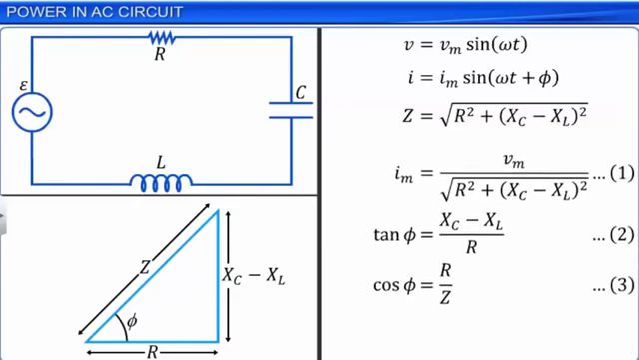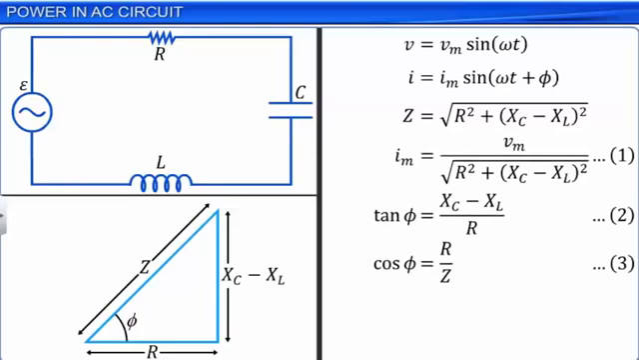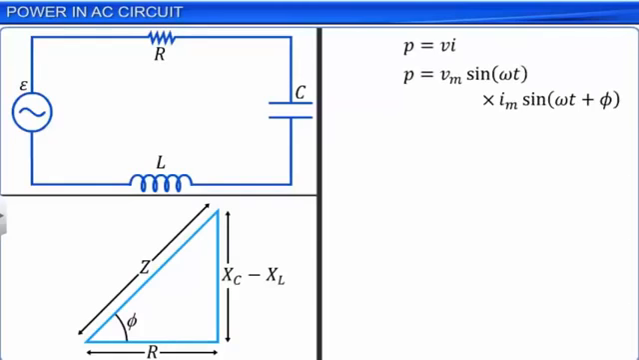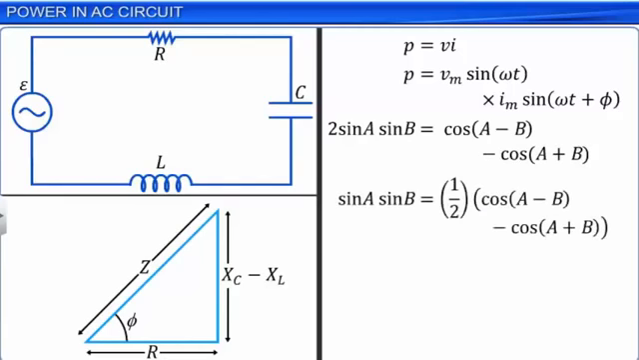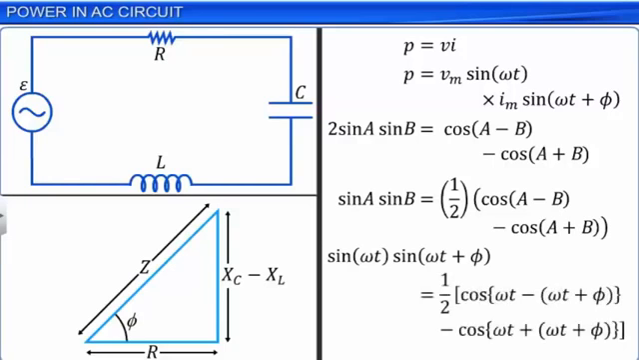We know that the power dissipated in a circuit is the product of the voltage and current in the circuit. Substituting the values of the instantaneous AC voltage V and AC current I, we get the instantaneous power P is equal to V into I, or P is equal to Vm sin omega t into Im sin(omega t plus phi). Using the trigonometric identity, 2 sin A sin B is equal to cos(A minus B) minus cos(A plus B), or sin A sin B is equal to half [cos(A minus B) minus cos(A plus B)]. We get sin omega t into sin(omega t plus phi) is equal to half into [cos(omega t minus omega t plus phi) minus cos(omega t plus omega t plus phi)].